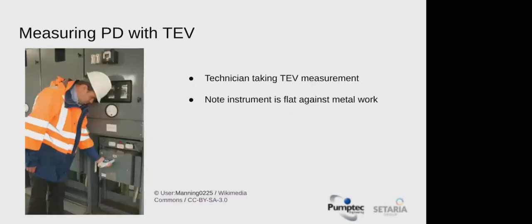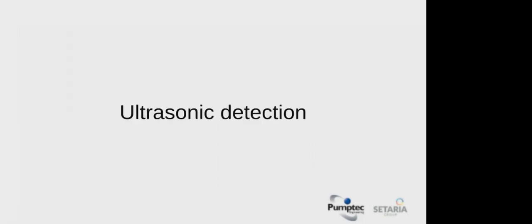Now, the beauty of this technique is that it's very easy to do a measurement. Here we see a guy, also from Wikimedia, doing a TEV measurement on some switchgear. He's got his instrument placed flat against the metalwork, and he's forming that capacitor and allowing the instrument to record the voltage pulses that are flying across the metalwork. No connections made, no covers removed. This is an excellent technique for detecting internal partial discharges. If, however, we want to look at surface discharges, we need to look at another technique, ultrasonic detection.